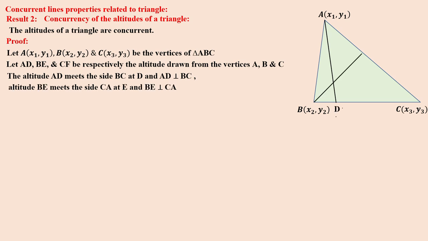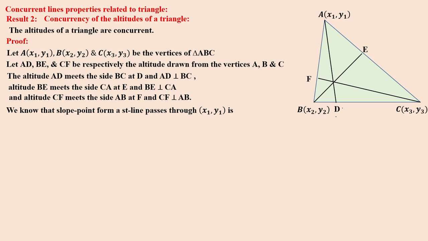Similarly, BE is the perpendicular line from B to CA, that is the altitude, and CF is the perpendicular line from C to AB, meeting at F, right? So we know the slope-point form of a straight line passing through (x1, y1) is y minus y1 equals m into x minus x1. That is equation number 1.